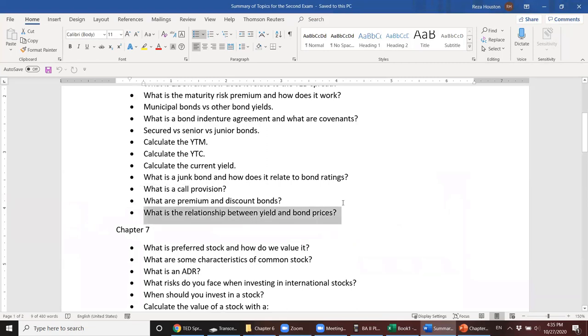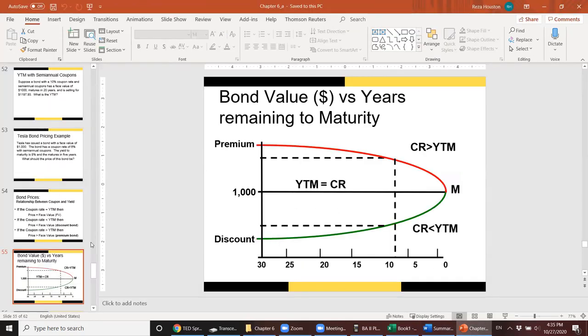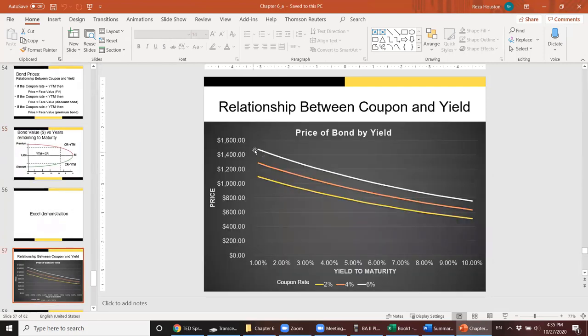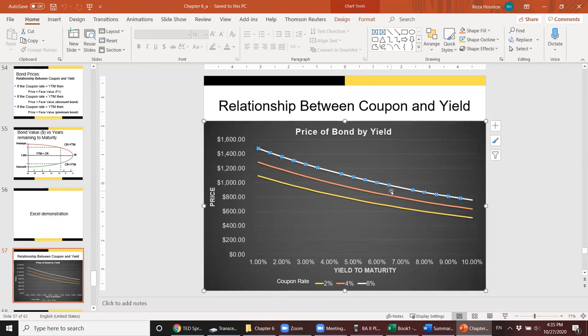All right, the final point I want you to know, and this is arguably one of the most important things that I discussed with the Chapter 6 material: the relationship between yield and bond prices is inverse. The higher the yield on a bond, the lower the price. Let me show you, I drew out some stuff in Excel a while back, and I like showing this because I think it pretty well illustrates what I'm talking about. Notice, as the yield to maturity increases, the price of the bond, the present value of the bond, will fall. If there is one thing that you should know about bonds, it's that: yield and price are inversely related. And then these different lines indicate bonds with different coupon rates.